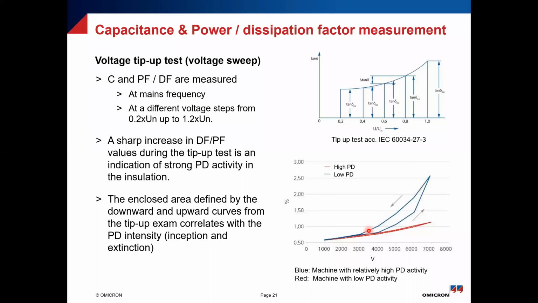So comparing the two machines, I can tell that this one may have high PD, this one may have low PD. Again, it's just high and low. It's not as if, okay, this is going to fail maybe in 1 year's time. So this needs further investigation. That's the idea.